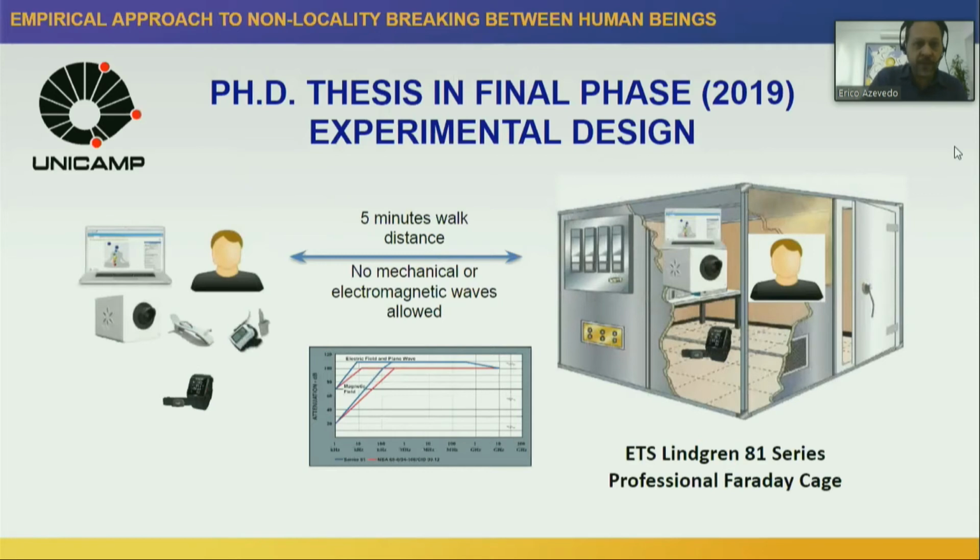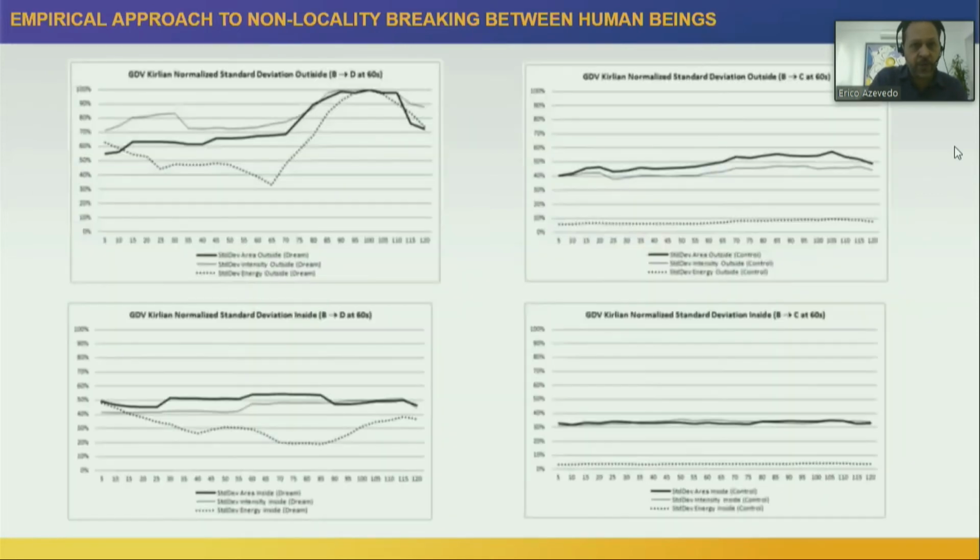Okay, perfect. And so let's take a look at the results that we've got. Here in the top left, we have the GDV Kirlian normalized standard deviation for those who are outside during the transition before to dream.